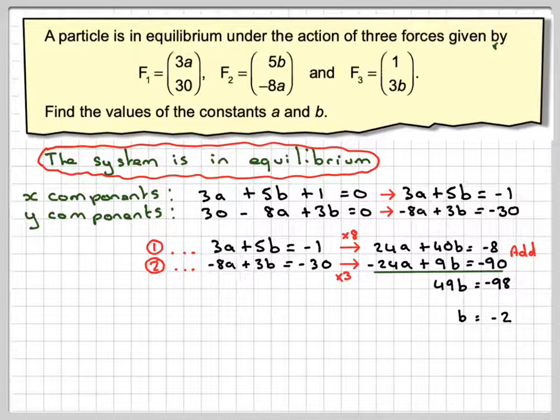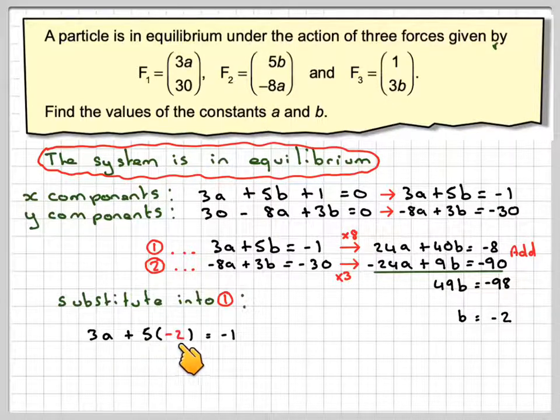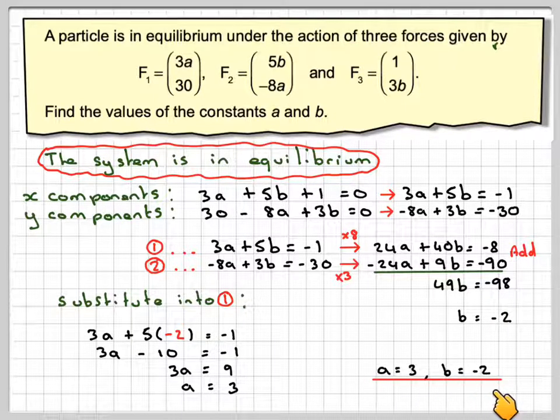Substitute back into 1. So I'm going to have 3 times a plus 5 times my minus 2 is equal to minus 1, because b is minus 2. That's going to give me 3a minus 10 is equal to minus 1. 3a is equal to 9. Therefore, a is equal to 3. So we're going to have that a is 3 and b is minus 2. Simple technique: two unknowns, we need two equations and then solve them.